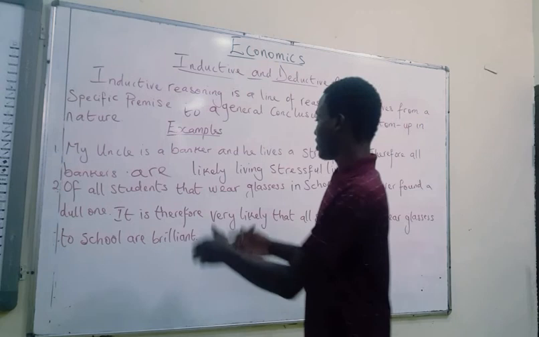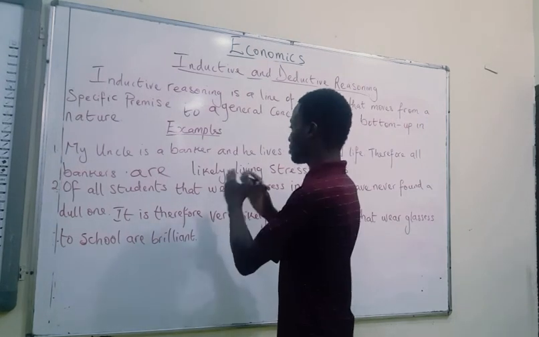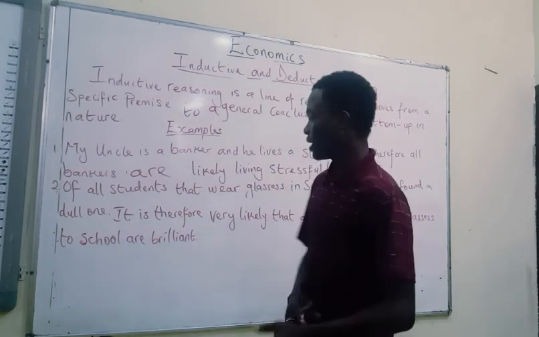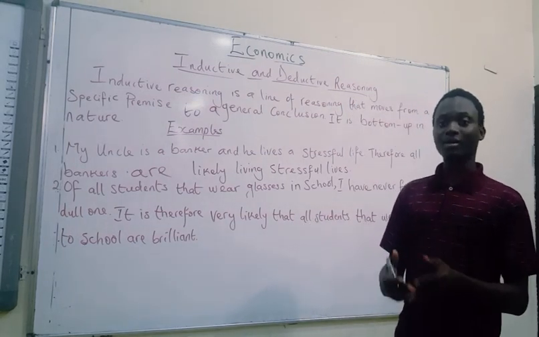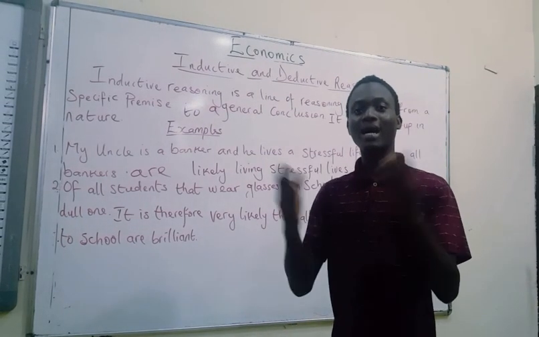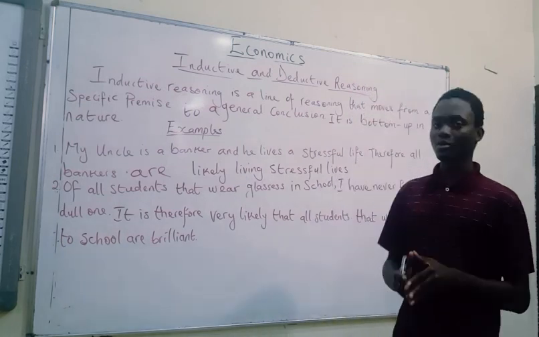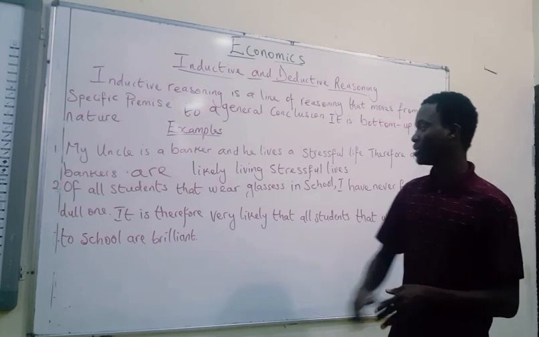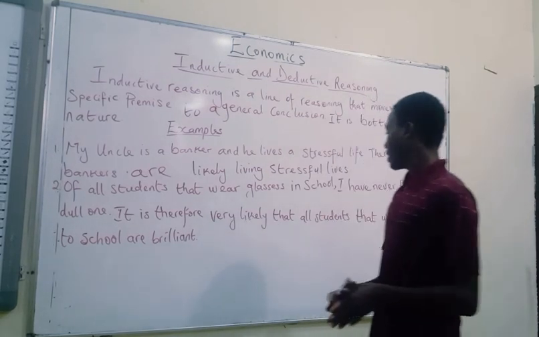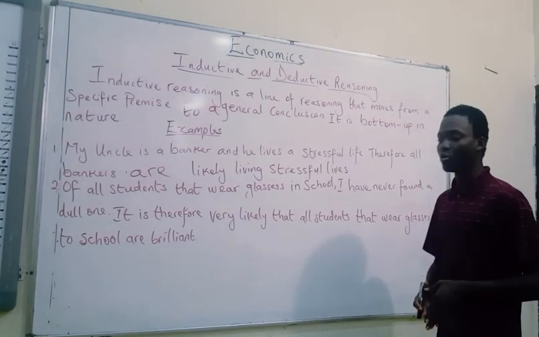So this is the sample, which is of all students that I have seen. Here I'm now bringing in the students that I have seen and those I have not seen, the totality of them, that is the entire population of students who wear glasses to school. Then I'm trying to make a likely conclusion for all of them, which is: it is therefore very likely that all students that wear glasses to school are brilliant.